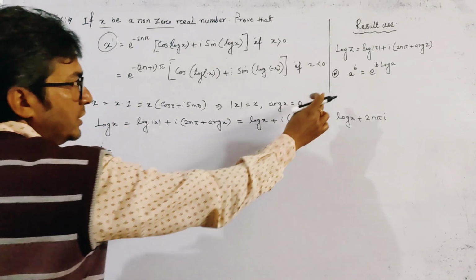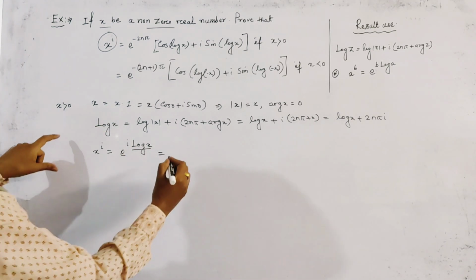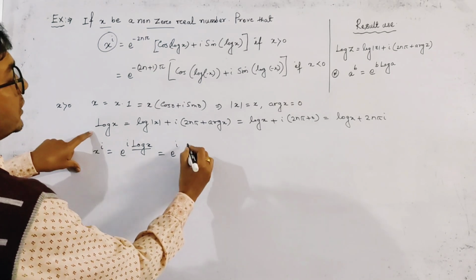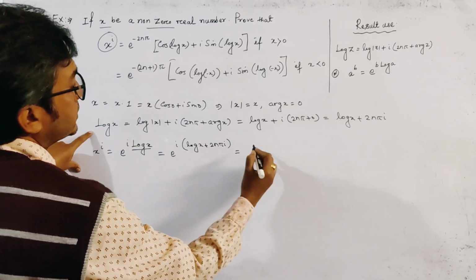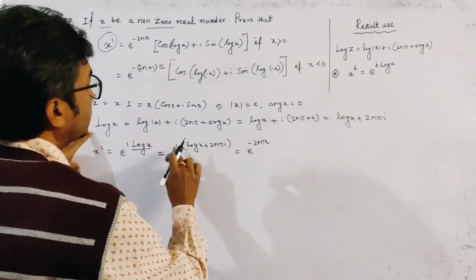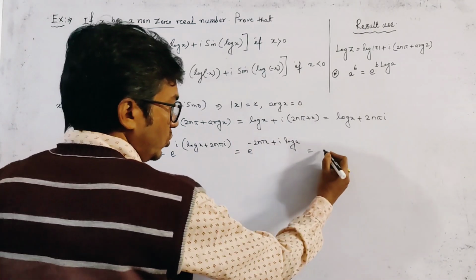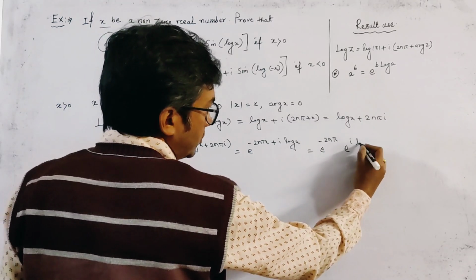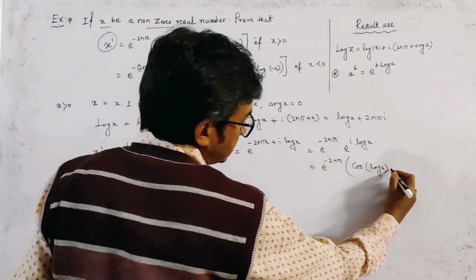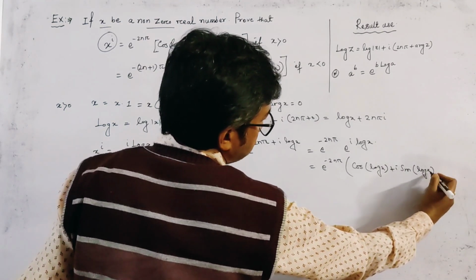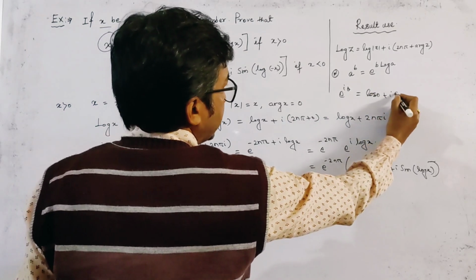x^i we can write as e^(i log x). Here we put the value of log x. We write the result as e^(i(log x + 2nπi)), and this is given by e^(-2nπ + i log x), because i into i is i squared, which is minus 1. So e^(-2nπ) into e^(i log x), and this is e^(-2nπ) into (cos(log x) + i sin(log x)). Here we use the complex number in the form e^(iθ) equal to cos θ plus i sin θ.